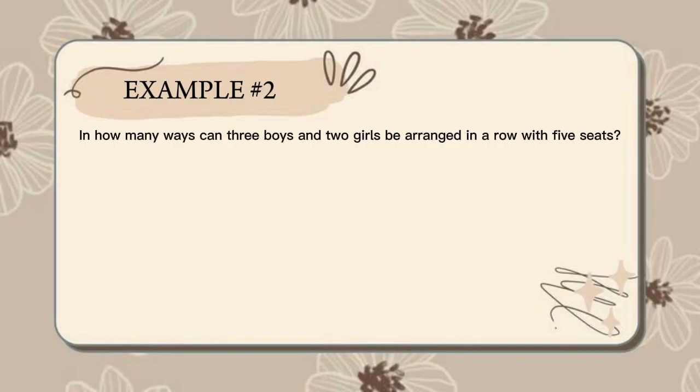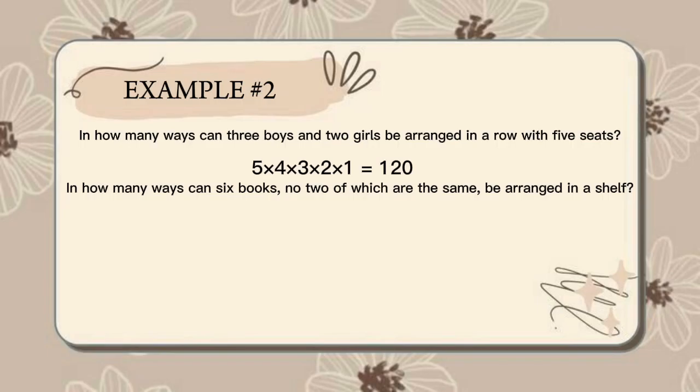love. Example number 2. In how many ways can 3 boys and 2 girls be arranged in a row of 5 seats? Then simply simplify: 5 times 4 times 3 times 2 times 1 equals 120. Next example: in how many ways can 6 books, 2 of which are the same, be arranged on a shelf? Then simply simplify: 6 times 5 times 4 times 3 times 2 times 1 equals 720.